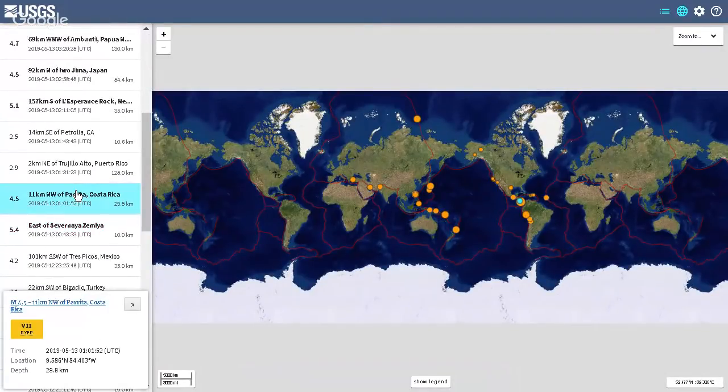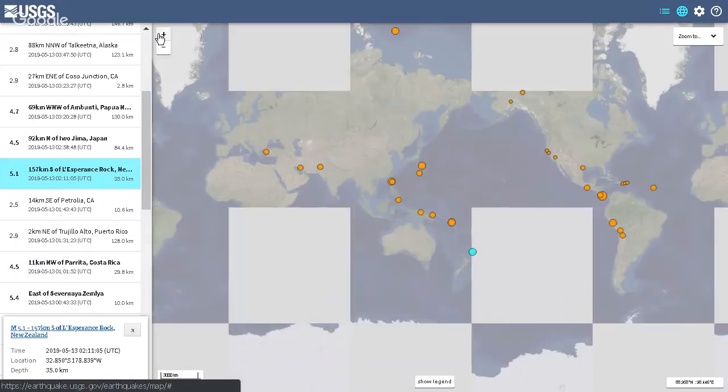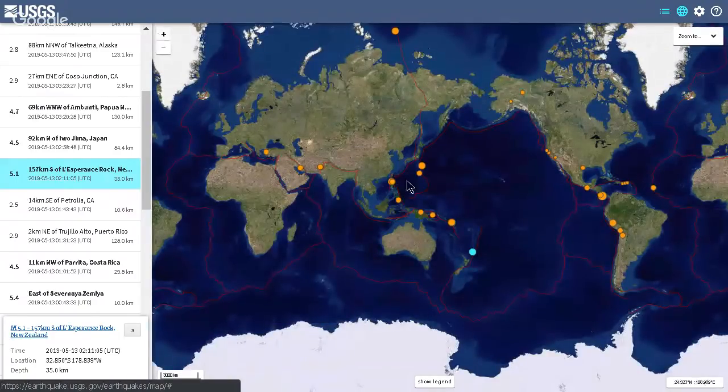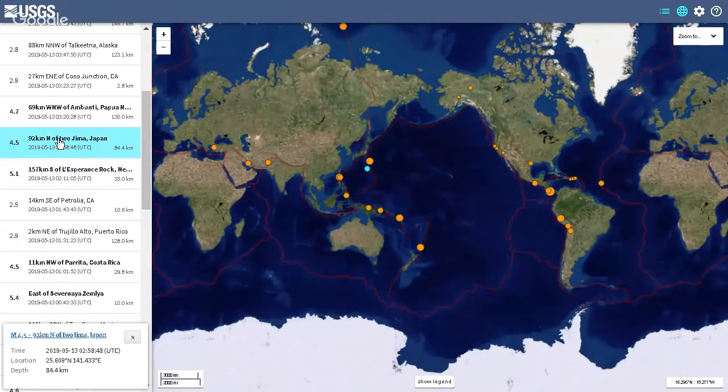Here we see a 4.5 Costa Rica. So another quake there. It's like an aftershock. 5.1 in New Zealand. Shout out New Zealand viewers. Did you feel that one? Looks like it was quite a bit north of the island. 4.5 at Japan. We've seen an uptick there recently.